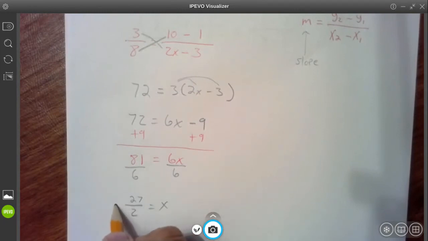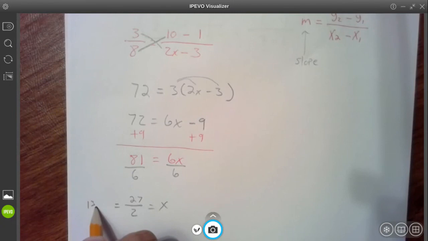And then if you want to make it into a decimal, you could. It'd be 13.5. Bam. That's it.